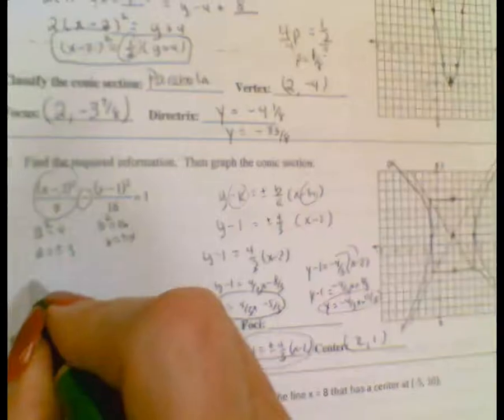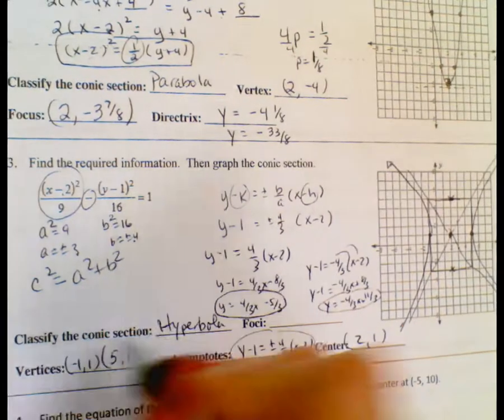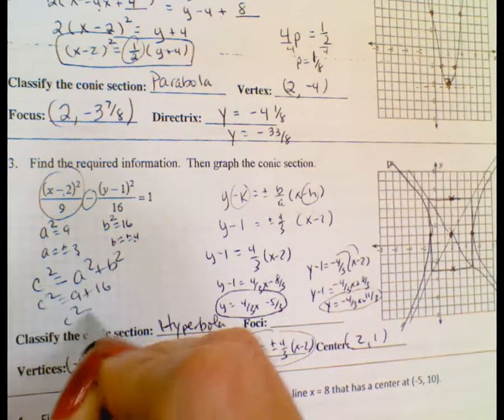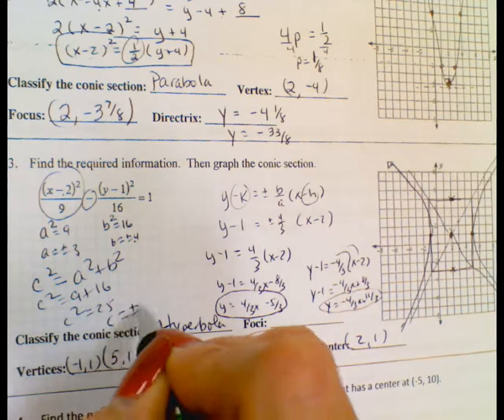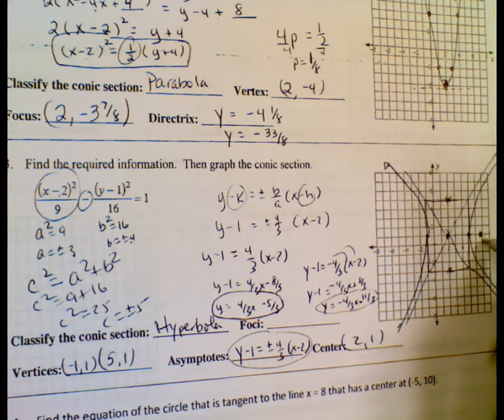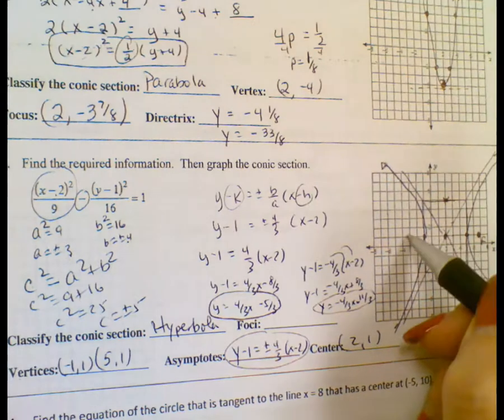And your last thing is your foci. C squared equals A squared plus B squared is the formula. So C squared equals 9 plus 16. C squared is 25, and C is plus or minus 5. So your foci, from your center, count 5. 1, 2, 3, 4, 5. That's foci 1. And then from your center, count 5 the other way. 1, 2, 3, 4, 5. That's foci 2.